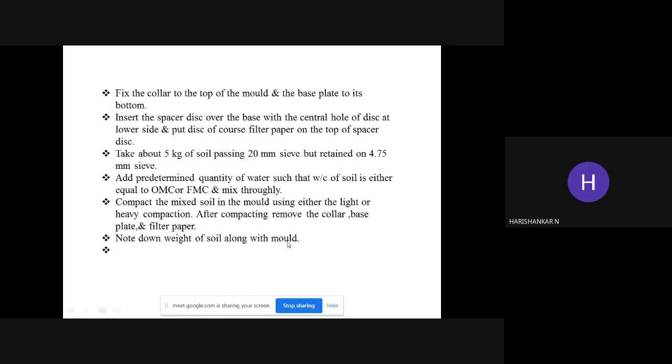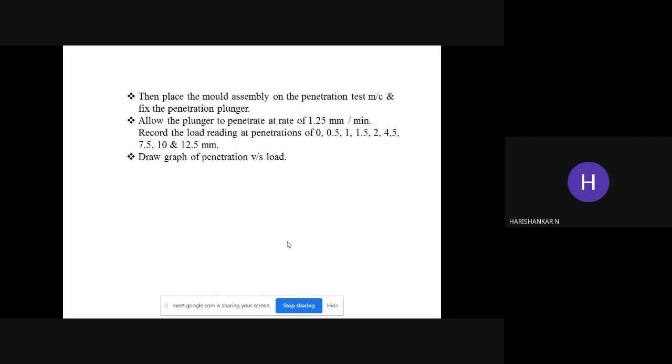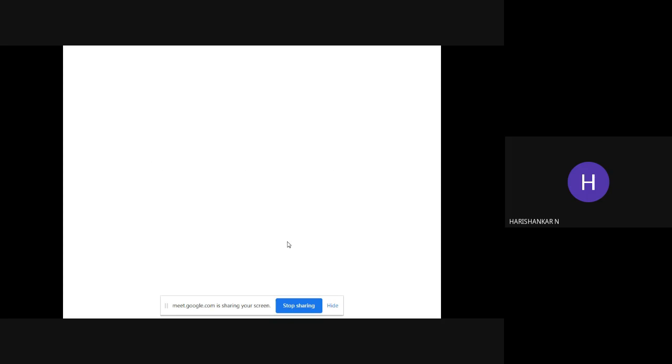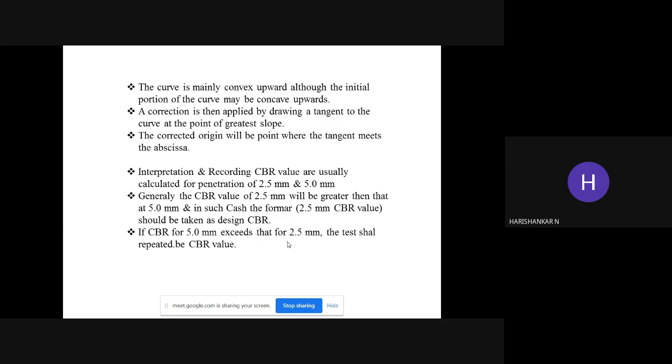So the procedure you can study from the class note. In this procedure you have to place the specimen and apply the load and note down the penetration versus load. So the observation, the curve can be, we have already discussed it, the curve can be like this.